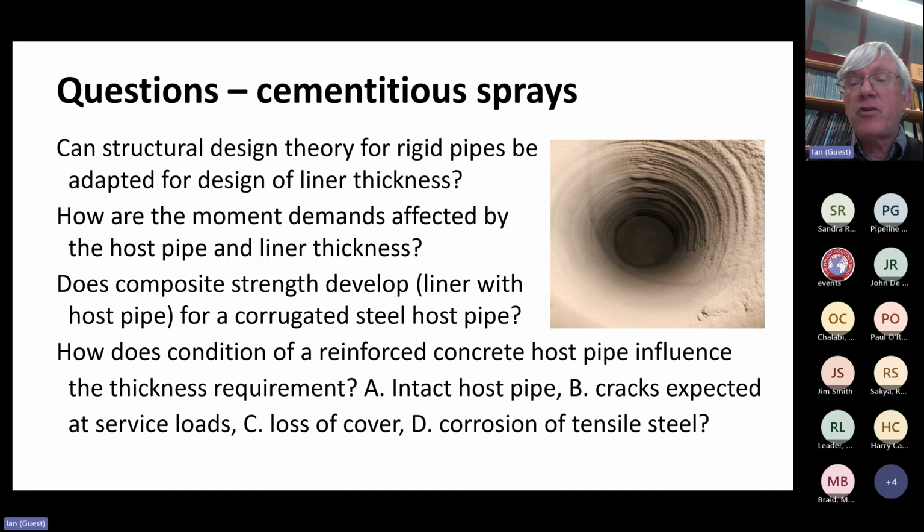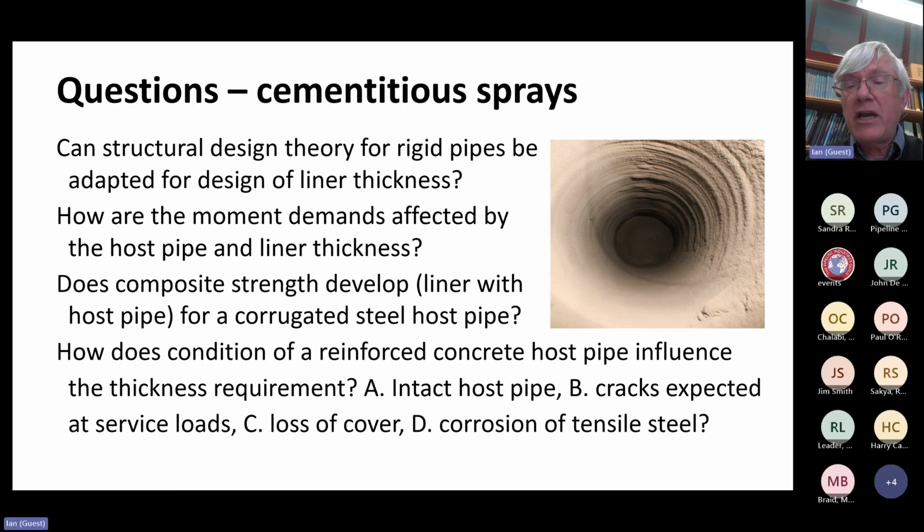What happens if we've got the normal condition with reinforced concrete, where we expect cracking in the reinforced concrete past the tension steel under normal service loads, right? We design reinforced concrete structures to crack, and we try and control the widths of those cracks. So if we've got that normal service condition, what sort of thickness of liner might we need?